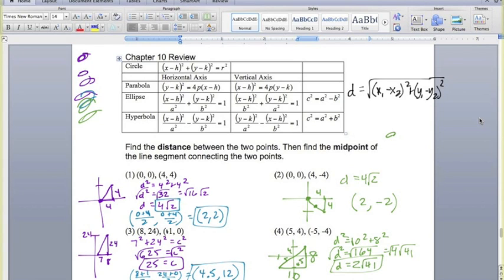The midpoint, if we add together the x's, we get 0, and add together the y's, we get 0. Dividing by 2 still gives 0. So the midpoint is the origin. Questions on distance or midpoint?